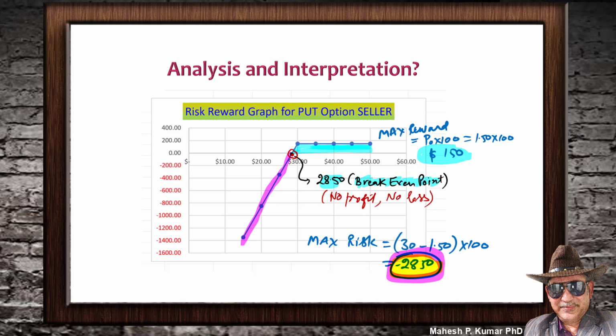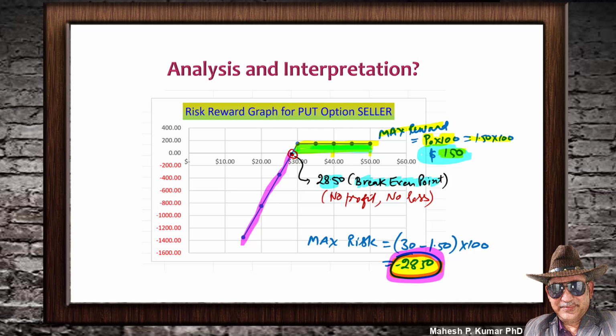Since your position was bullish, if the price of the share on expiration goes up to 40 or 50 or higher than that, then you will be in this green zone, right? And your maximum reward would be the option premium that you have received times the number of shares, and it would be $150. So there is a flat line going there.